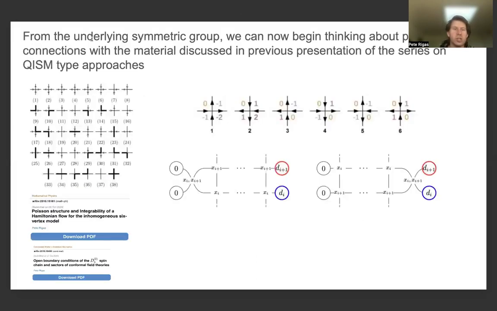And so like we have been mentioning, from the underlying symmetric group, we can now begin thinking about the potential connections with the material discussed in the previous presentations of the series on the QISM type approaches, in which we had also drawn, as we had mentioned, many types of connections between the lower and higher rank spin chains, and how, depending upon the approach that you want to look at, making use of the Bethe ansatz and expressions and quantities relating to the Bethe equations can help you establish some type of integrability condition, which can be a strong type of condition.